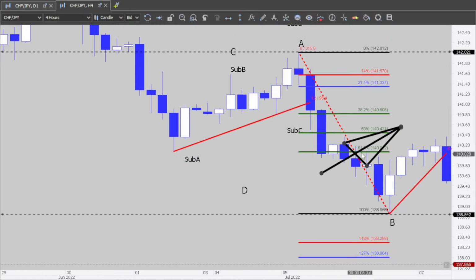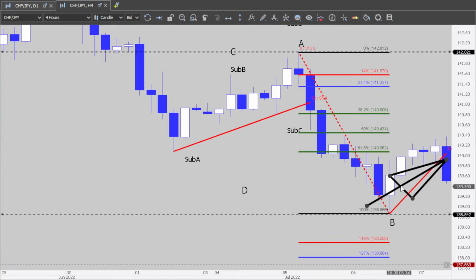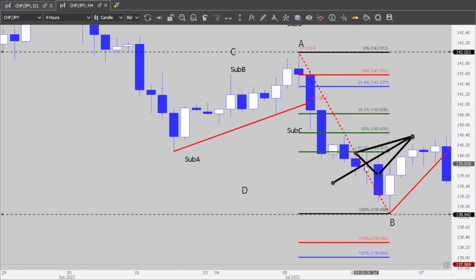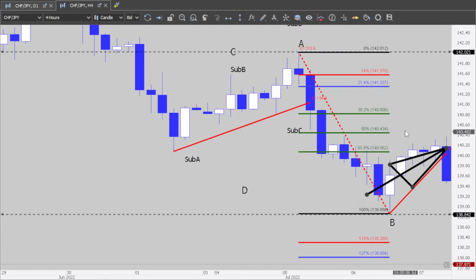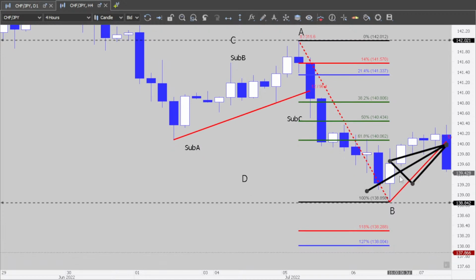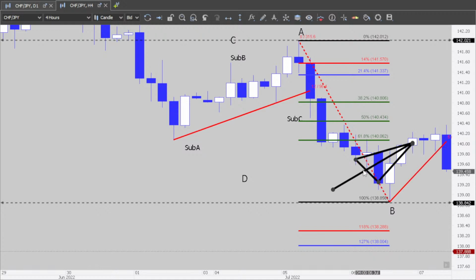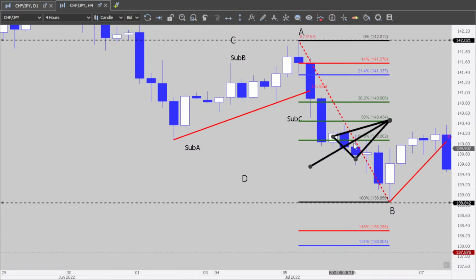Question again. Question number 1: Do we have a contrarian Fibonacci? Yes or no? Question number 2: Can I enter the market short right now? Yes or no? And what is the probability?